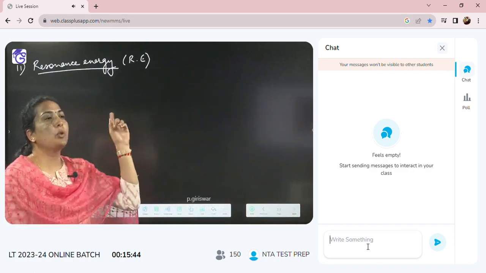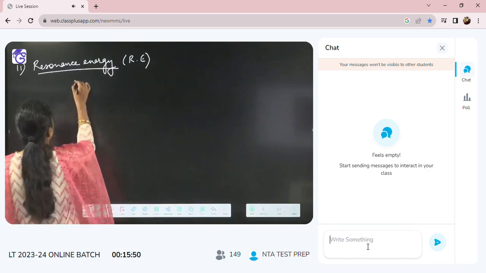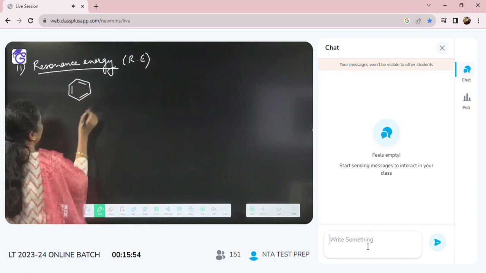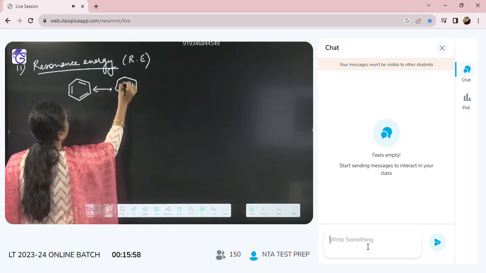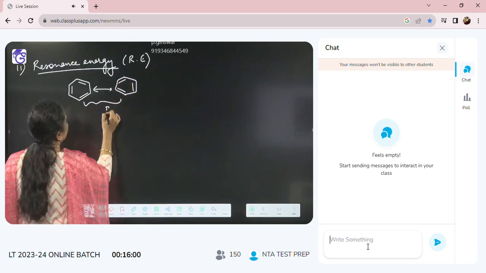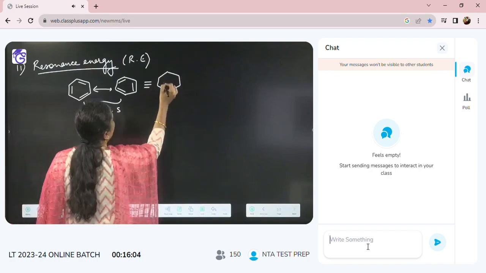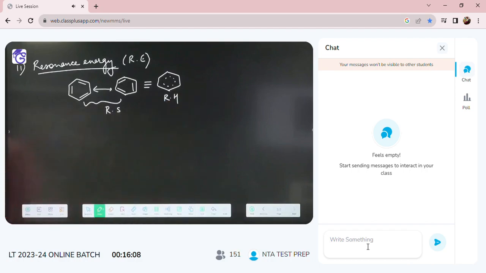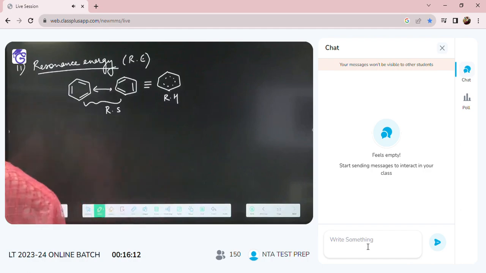Now let us try to understand the definition of resonance energy. The simplest molecule I'm taking here is, let us say, benzene. This is one of the resonating structures of benzene, and another resonating structure here is like this. These two are resonating structures, and you have here a hybrid of them, which is the resonance hybrid. Now, can these two resonating structures flip among each other?